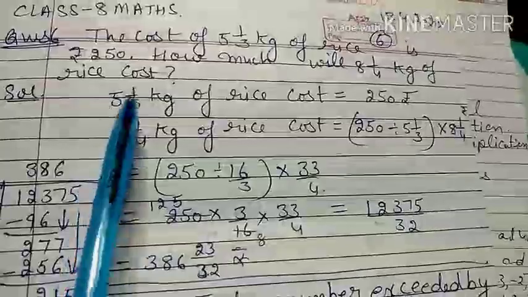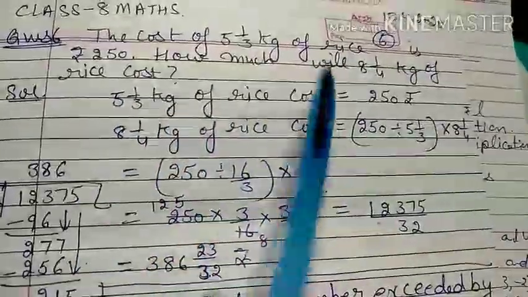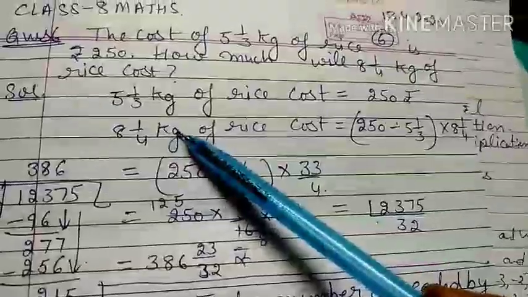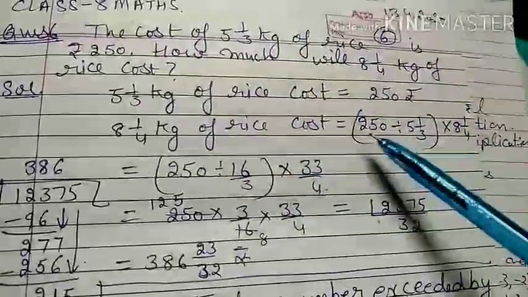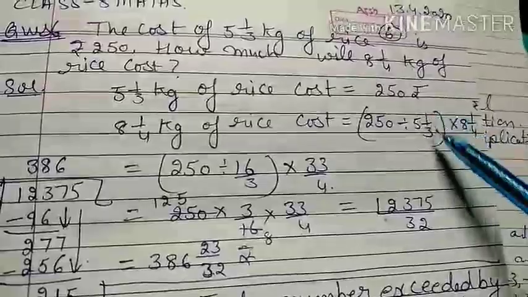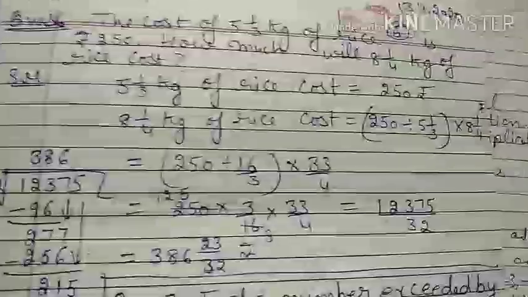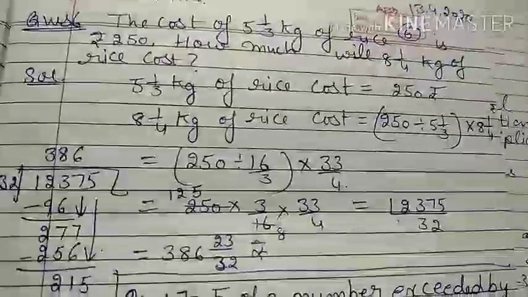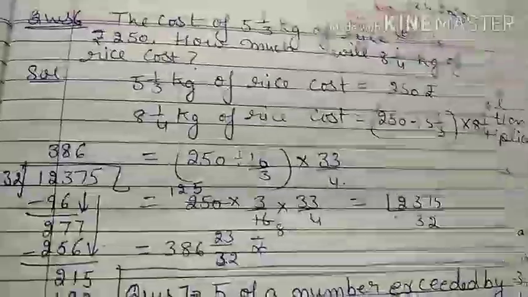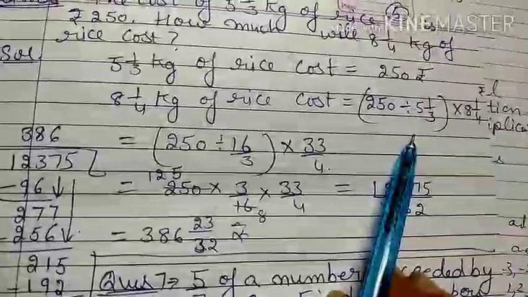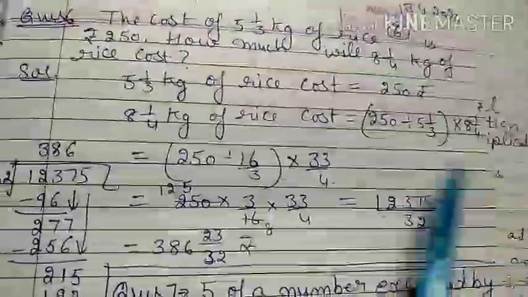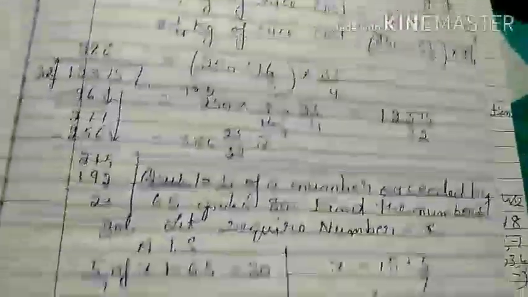Since the cost of 5 into 1/3 kg of rice is given, first you have to find the cost of 1 kg of rice. For that, you divide 250 by 5 into 1/3, and that is the cost of 1 kg of rice. Now you have to find the cost of 8 into 1/4 kg of rice. You directly multiply the cost of 1 kg of rice with 8 into 1/4, and you will get the required answer.